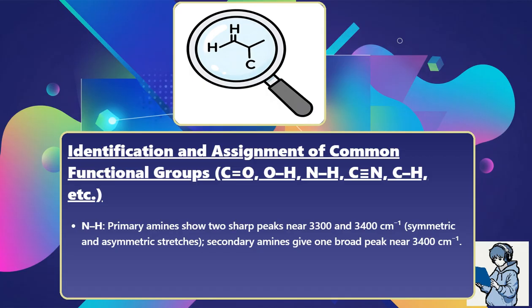N-H: primary amines show two sharp peaks near 3,300 and 3,400 cm⁻¹, symmetric and asymmetric stretches. Secondary amines give one broad peak near 3,400 cm⁻¹. C≡N nitrile: a narrow, intense line around 2,240 cm⁻¹.